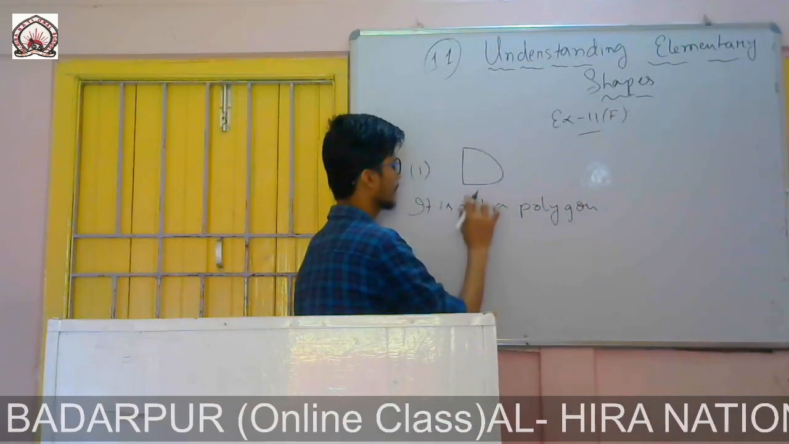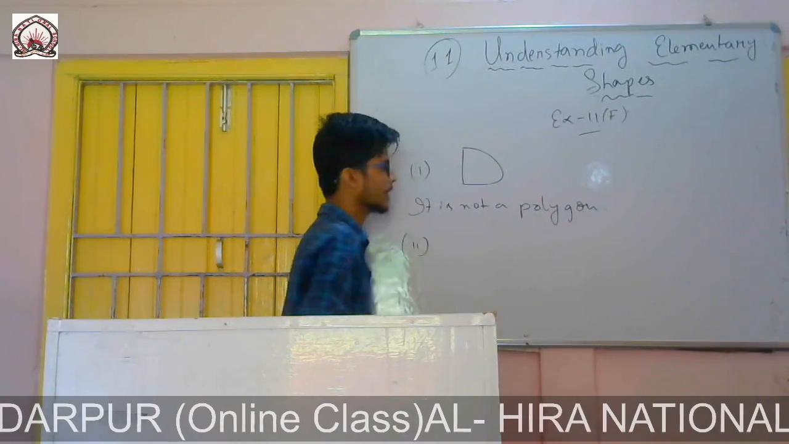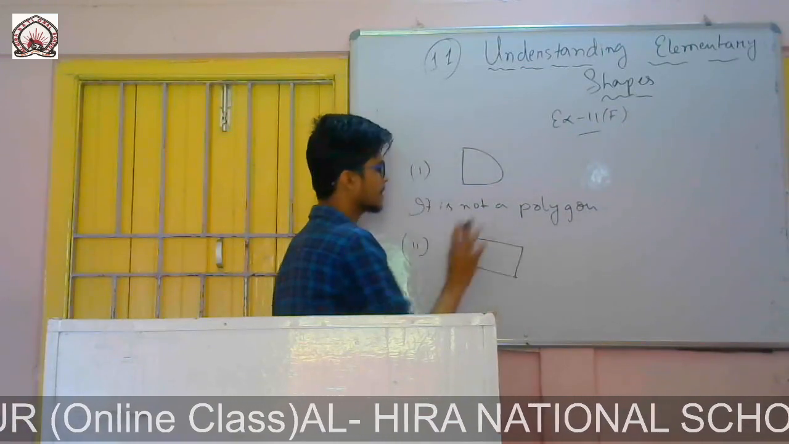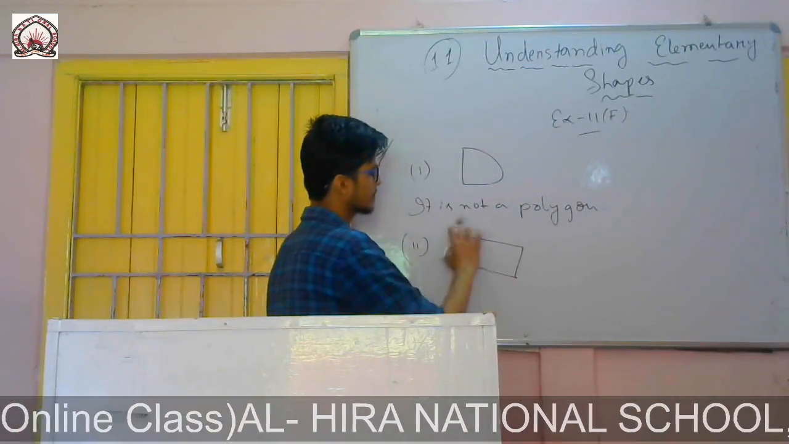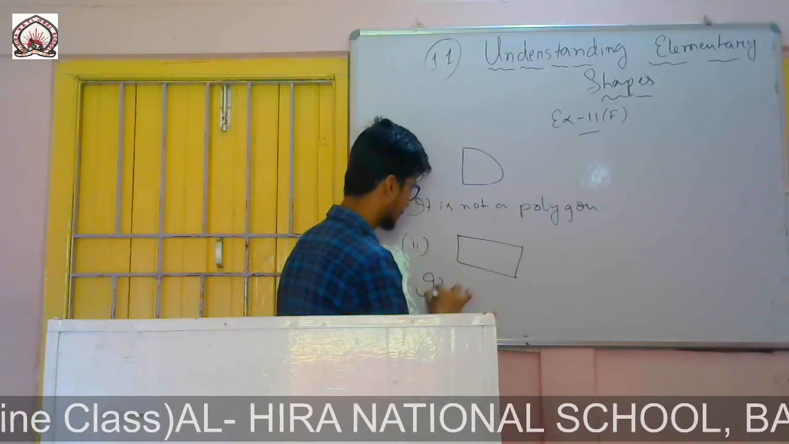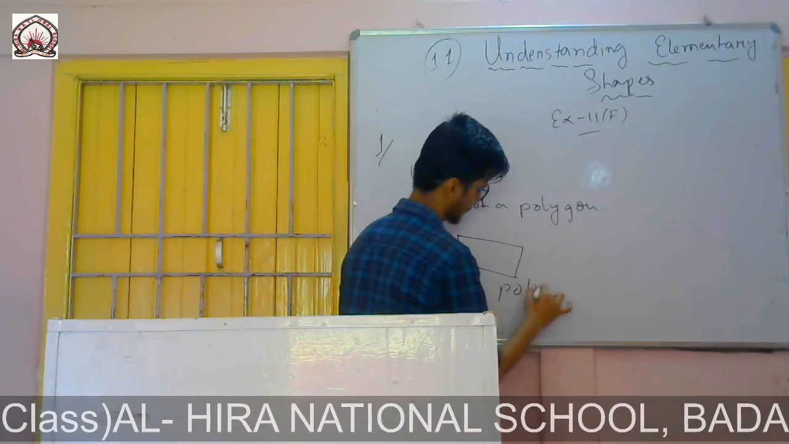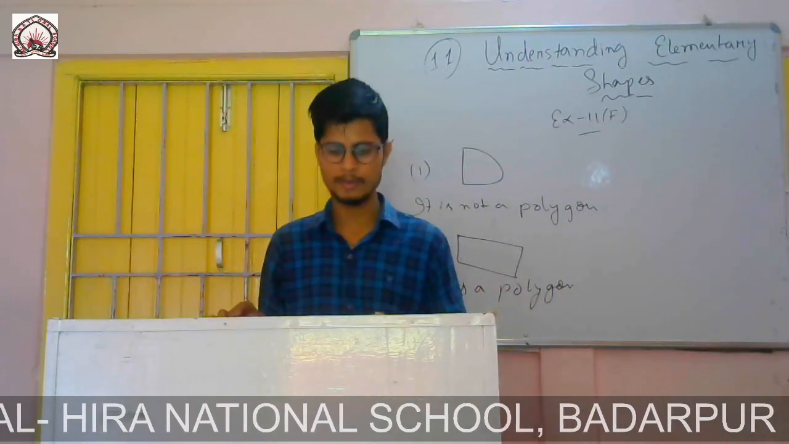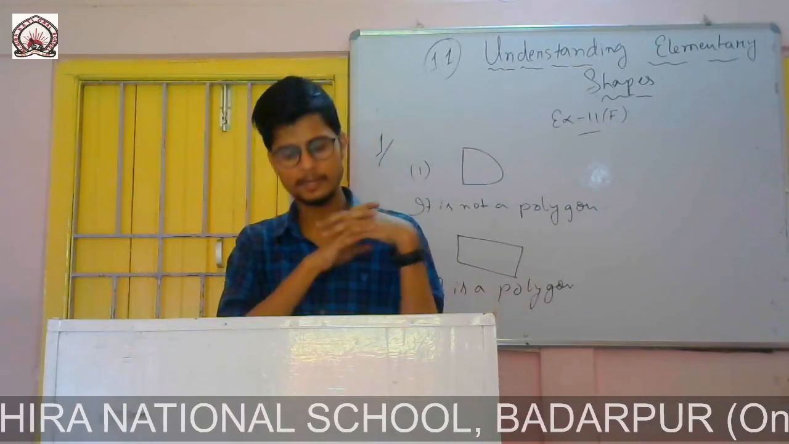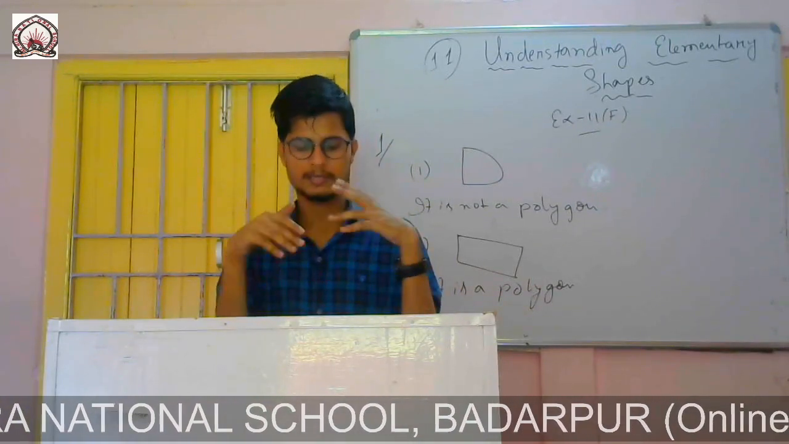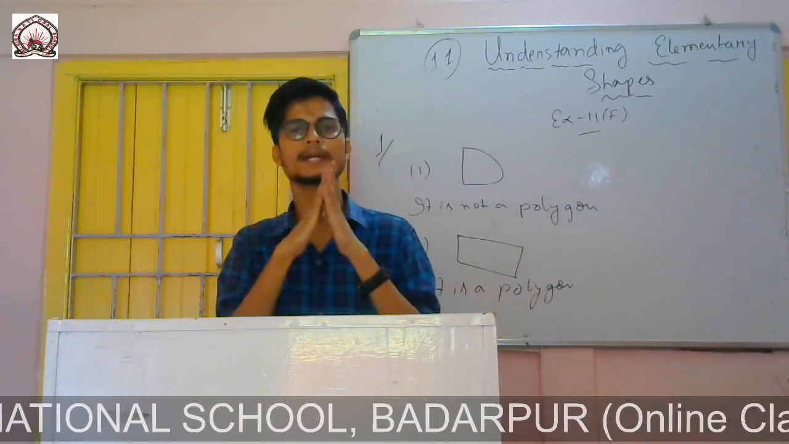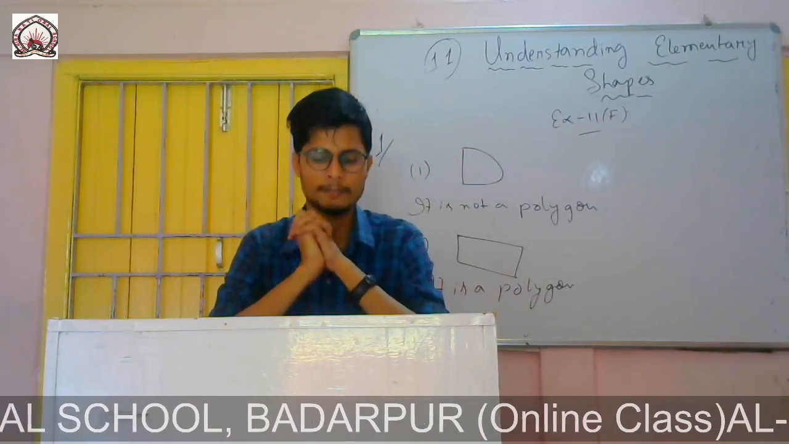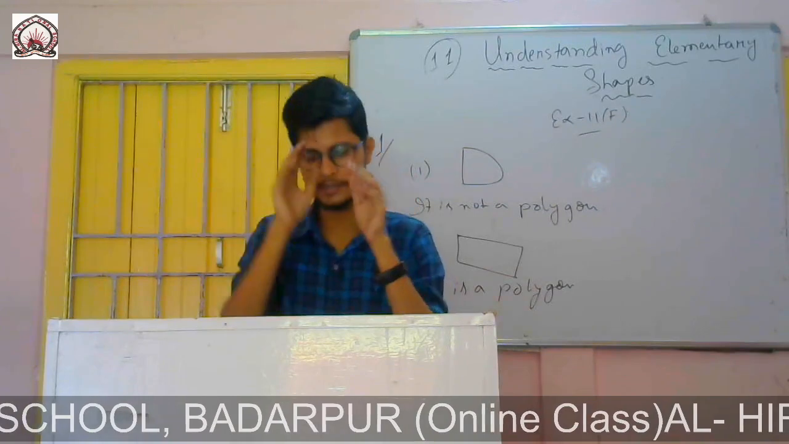It is not a polygon. Roman number 2, the figure is given like this. It is a polygon. All of these are line segments and they are joined at their end points. I will say only which one is a polygon and which one is not; you match in your book. Now see Roman number 3. A triangle is given, and all its sides are made up of line segments joined at their end points. So it is a polygon. Roman number 4, one side is curved like this, so it is not a polygon.